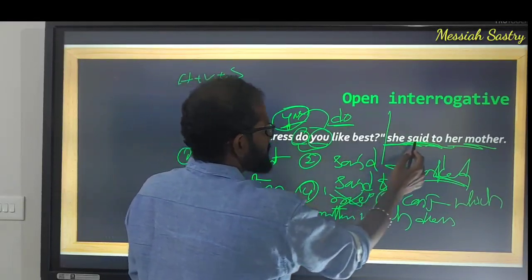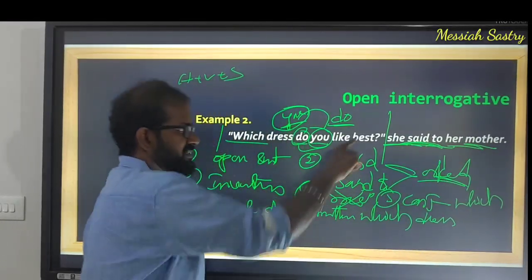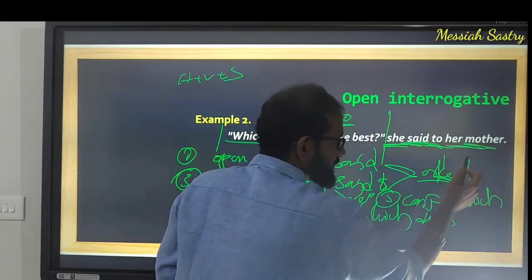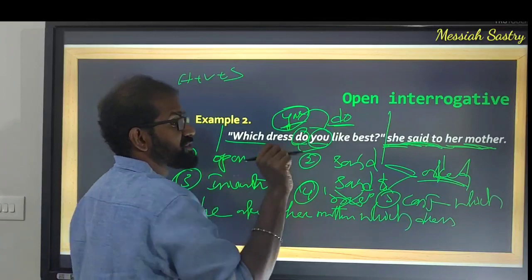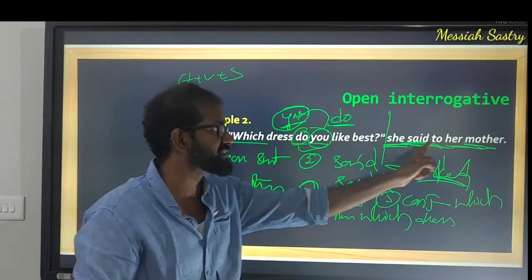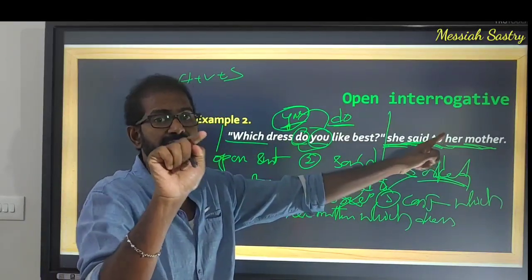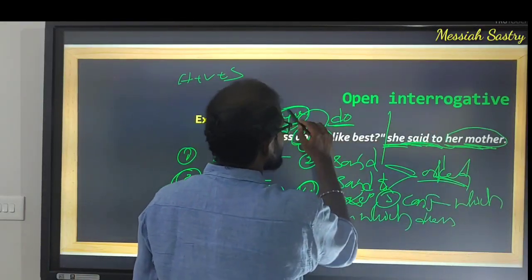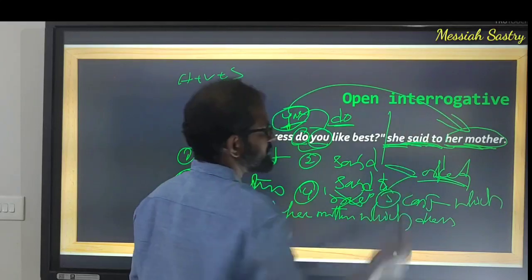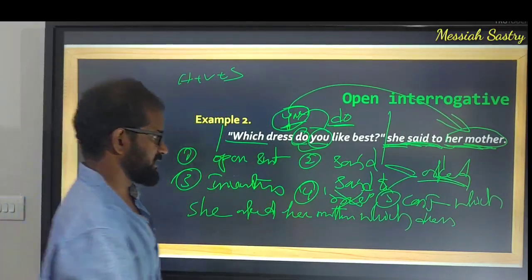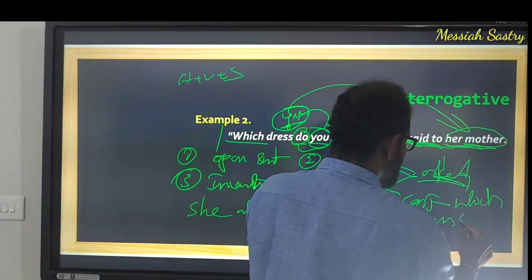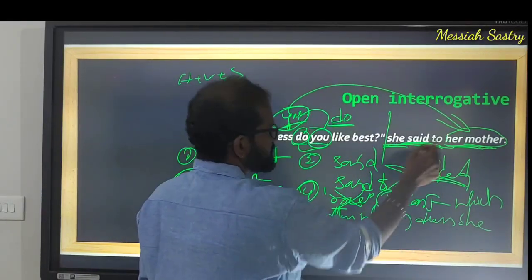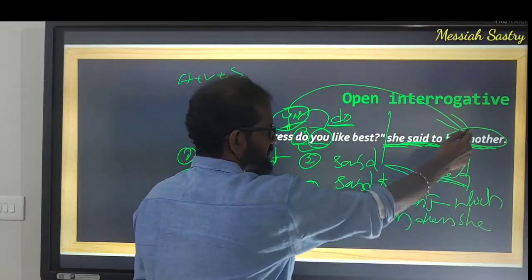You refers to... She said to her mother, she is the speaker, her mother is the listener. Which dress do you like? She asked her mother, do you like? You means who? Her mother. So you refers to her mother. So which dress? She. So you changes to she, because you refers to her mother. Her mother is nothing but she.